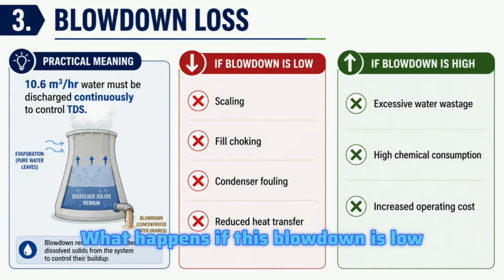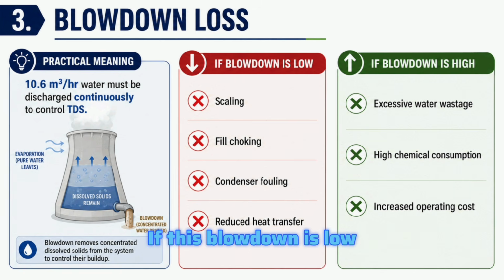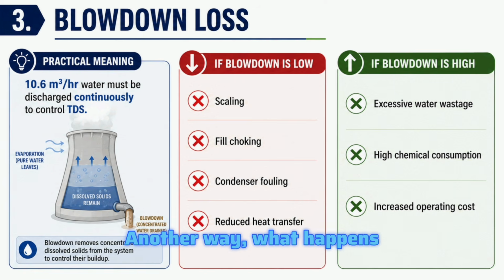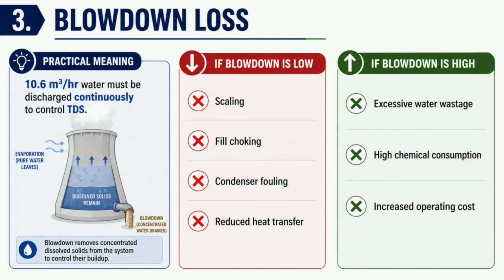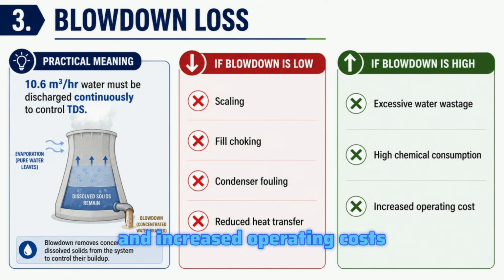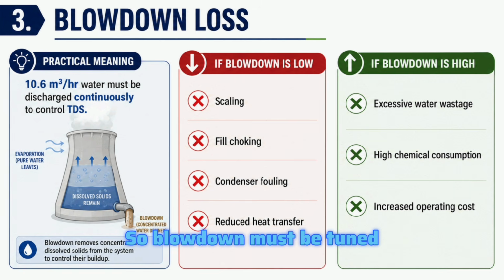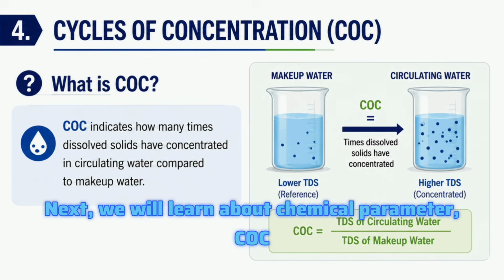What happens if this blowdown is low? If this blowdown is low, it causes scaling, fill choking, condenser tube fouling, and it reduces heat transfer in the condenser. Another way, what happens if the blowdown is high? It causes excess water wastage, high chemical consumption, and increased operating cost. So, blowdown must be tuned and blowdown loss must be controlled. Next, we will learn about the chemical parameter COC.